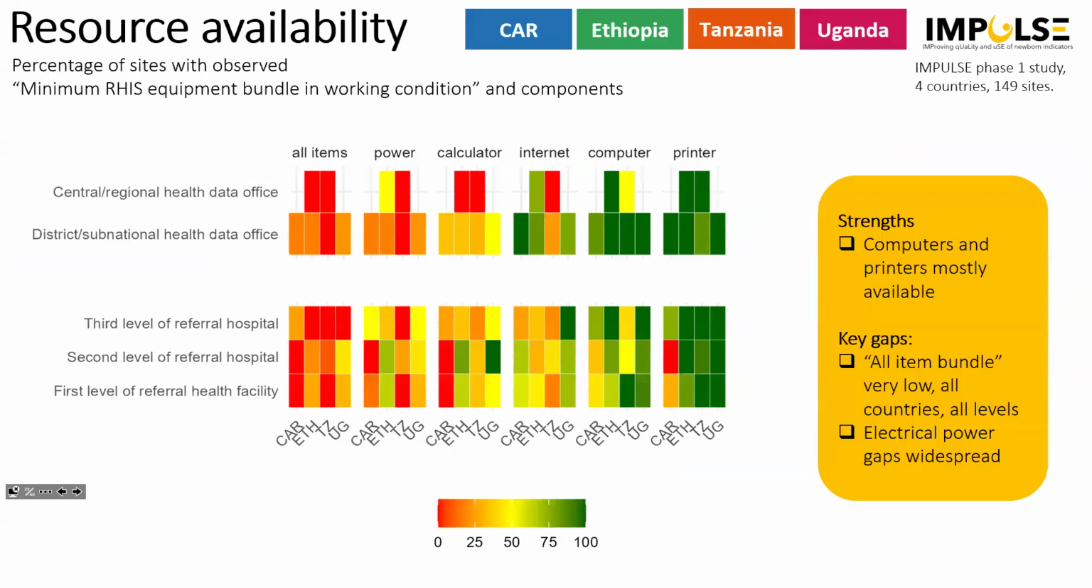Now resource availability. For resource availability, the strength that we found is that computers and printers are mostly available. Key gaps are that the all-item bundle is very low in all countries and at all levels, and electrical power gaps are the biggest challenge across all the countries.